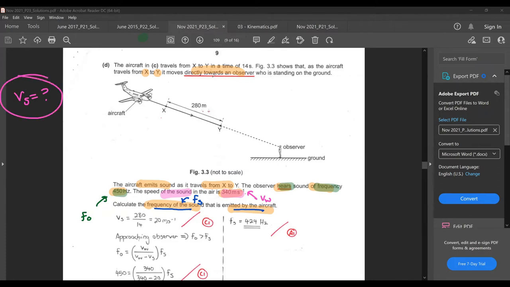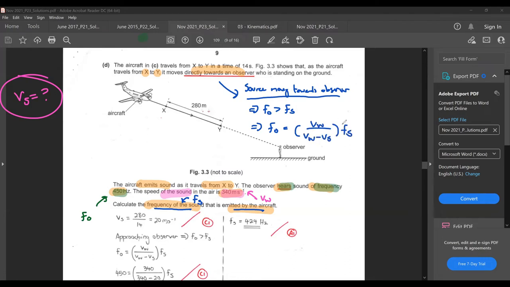When you're doing this question, you know that your source is moving towards observer. The conclusion would always be this. If your source is moving towards observer, F naught is more than Fs. F naught is equals to Vw over Vw minus Vs times Fs. So right now what you want to find is Fs.